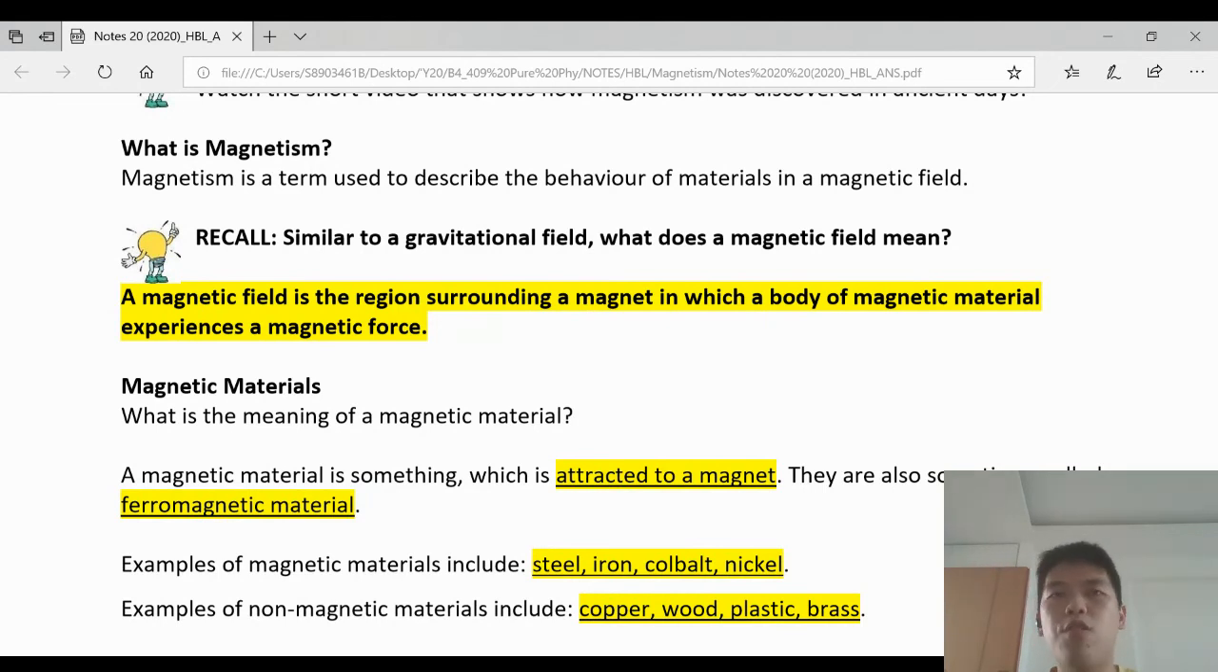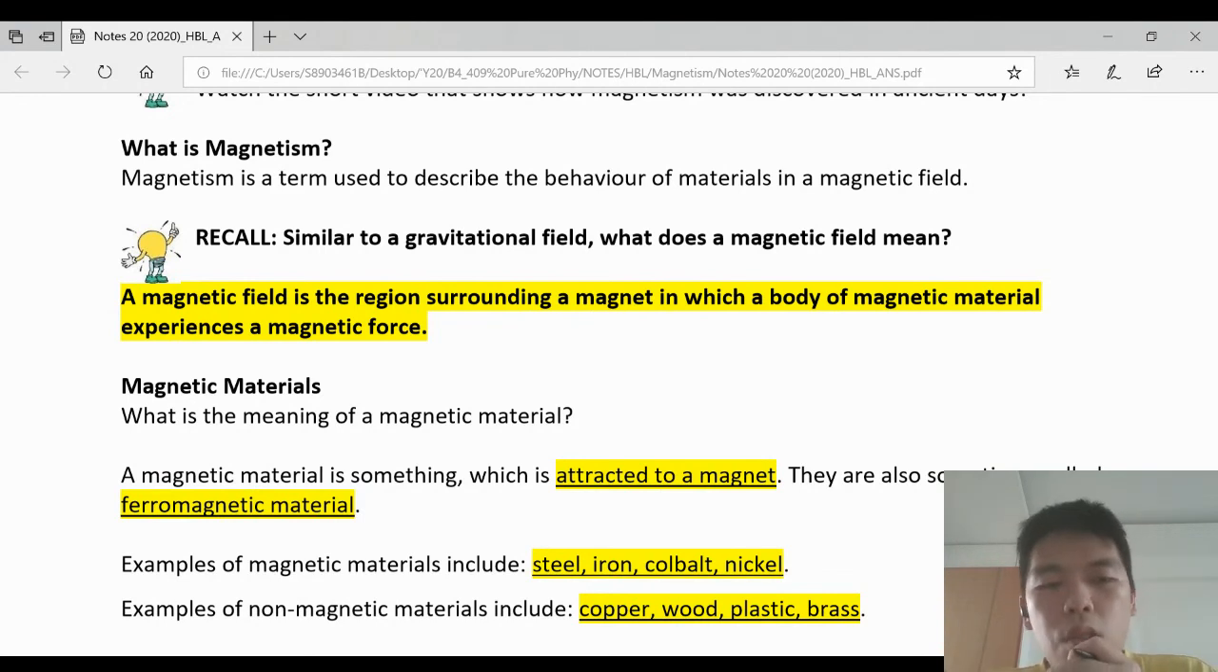How about for electric field? Electric field is the region around a charge in which any other charges placed there will experience an electric force. It can be an attractive force, it can be a repulsive force. Similarly for magnetic field, it can be repulsive, it can be attractive also.